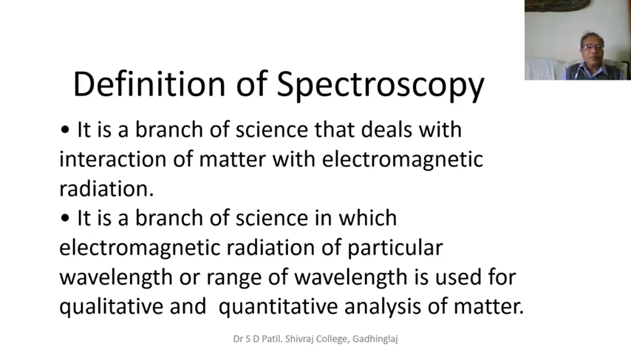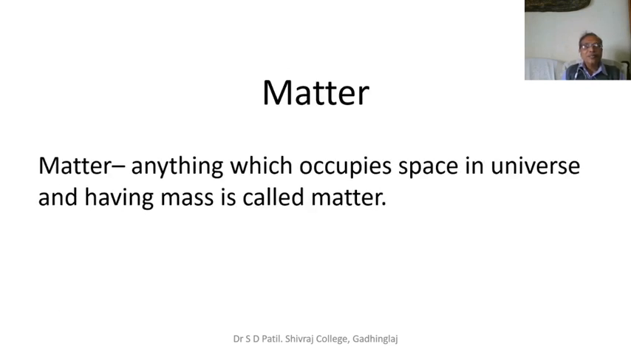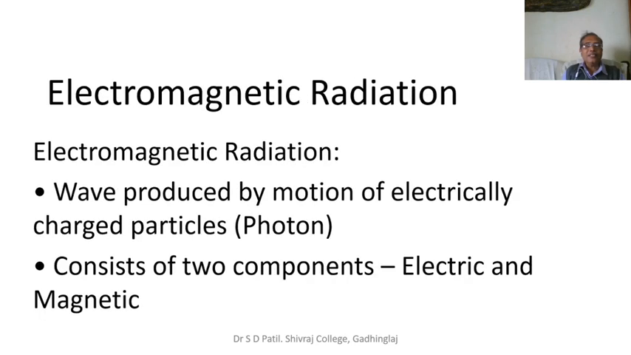In other words, it is the branch of science in which electromagnetic radiation of particular wavelength or range of wavelength is used for qualitative and quantitative analysis of matter. Again, the same second definition also explains the same thing. So what is matter? Matter is anything which occupies space in universe and having mass. So this matter and its interaction with electromagnetic radiation is to be studied in spectroscopy.